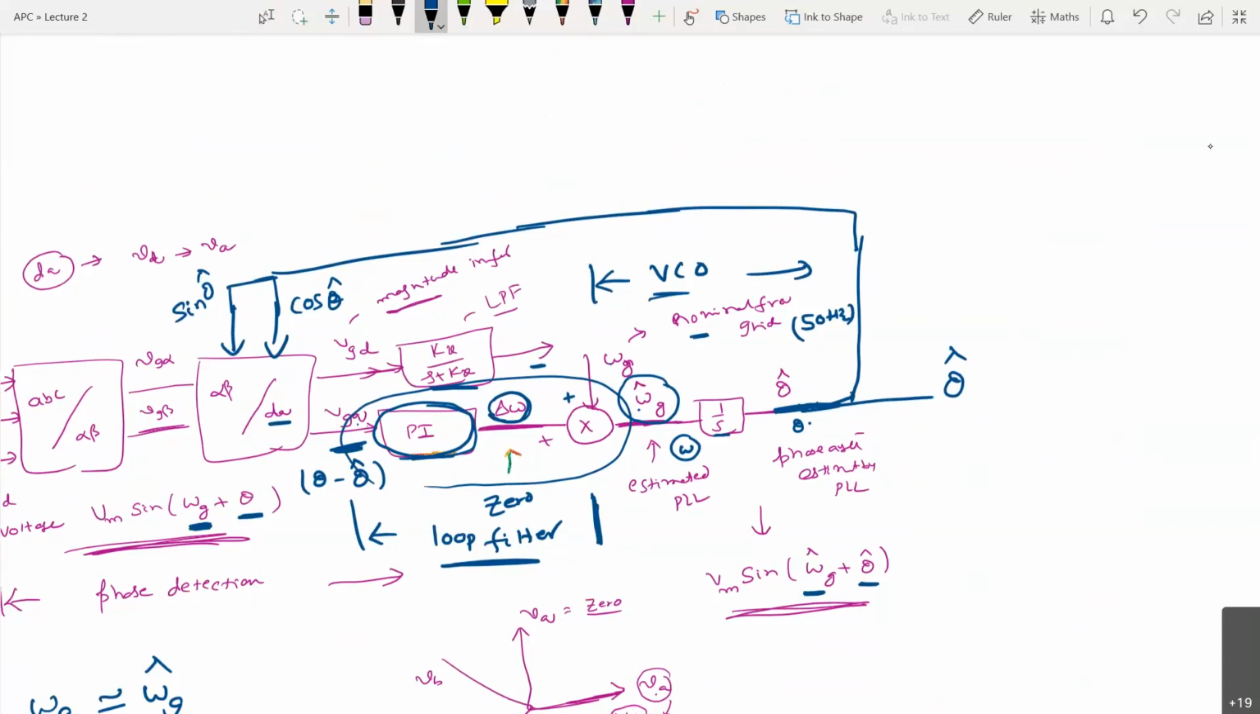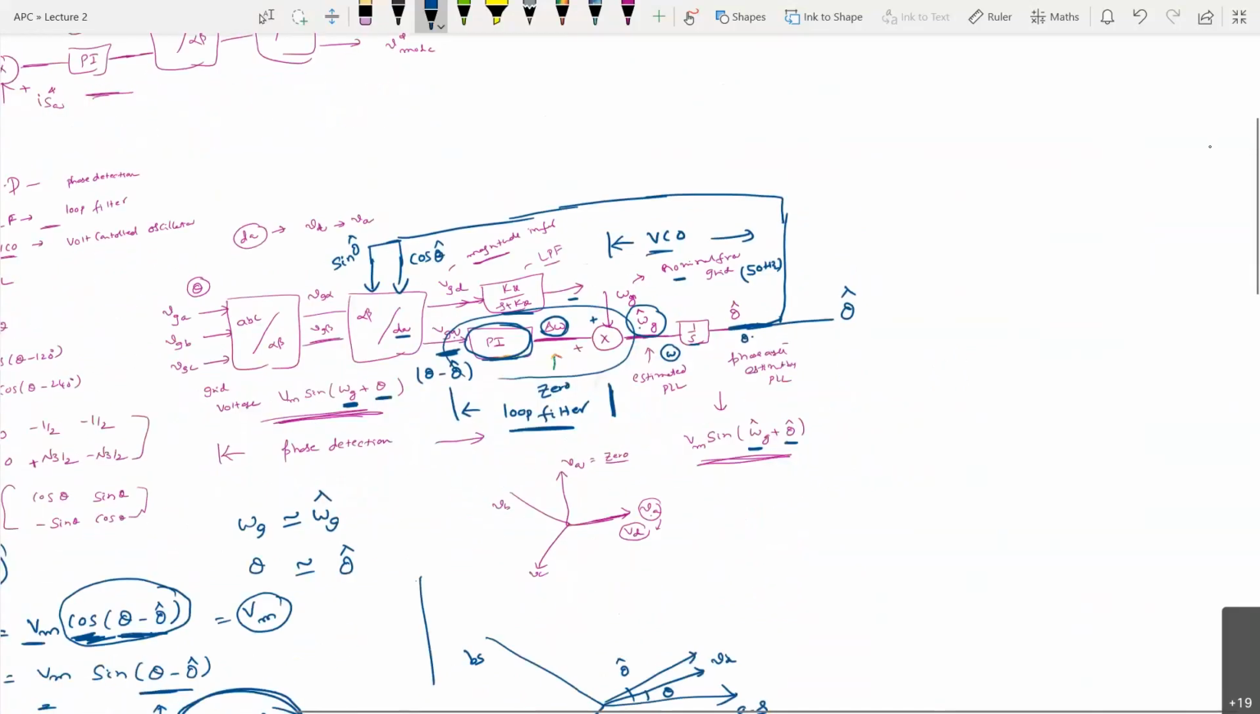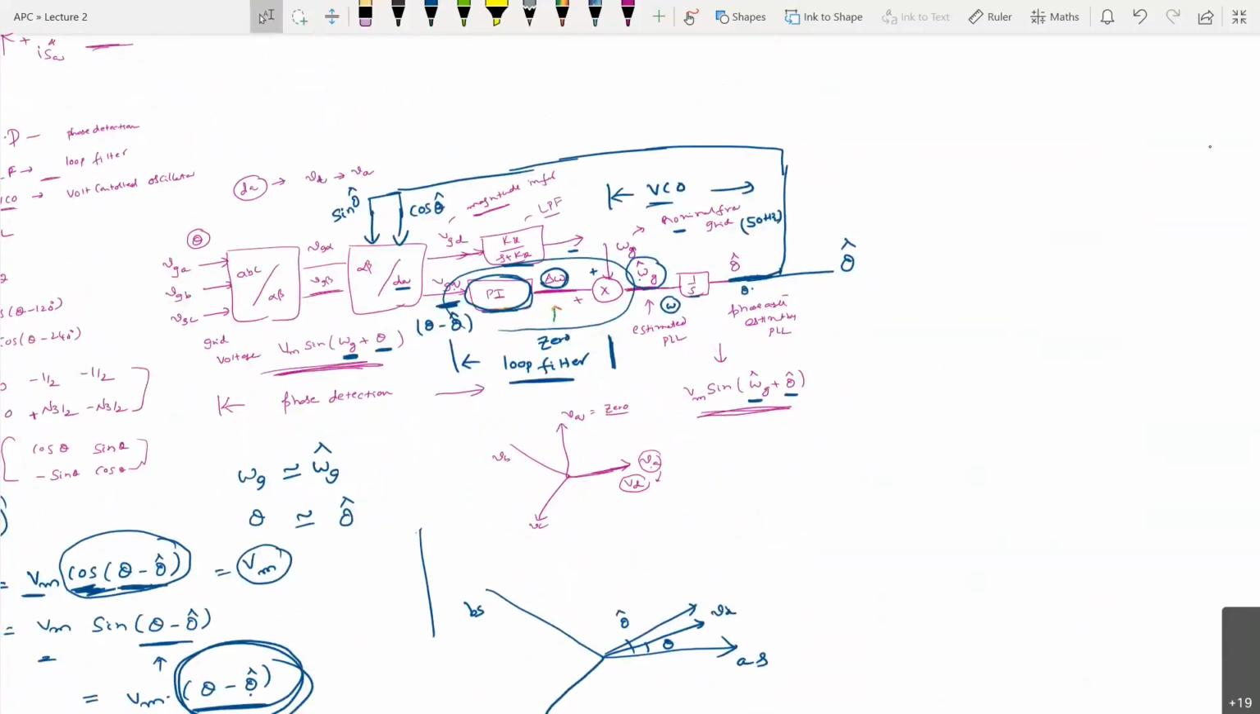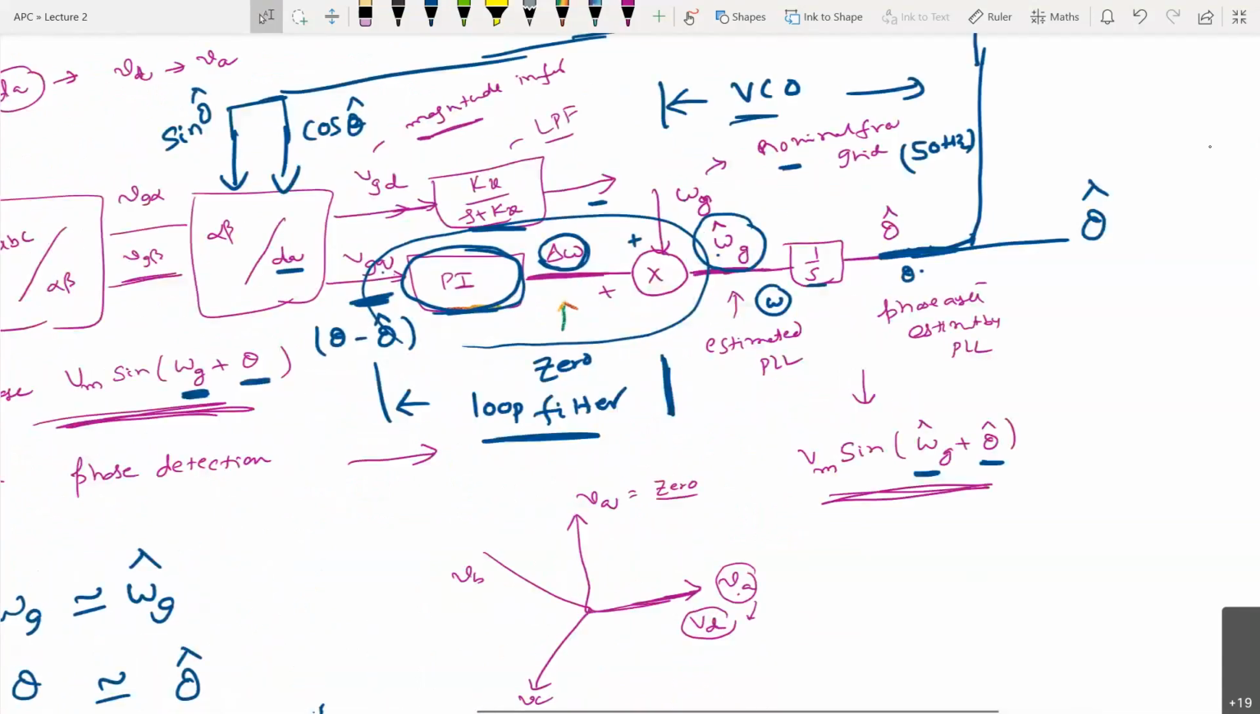Generally, this is the common type. This is the synchronous reference frame PLL. Sometimes what will happen, this PI controller will give you some time delay, right? So this integral term gives you some time delay. Sometimes what we have to do is add some moving average filter with some window time. Okay, so that will reduce the steady state error.